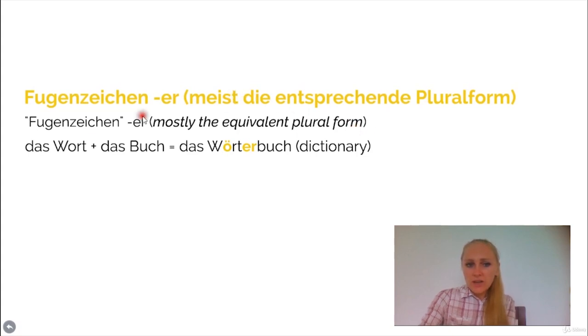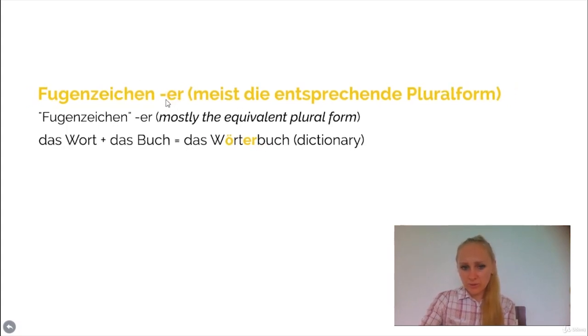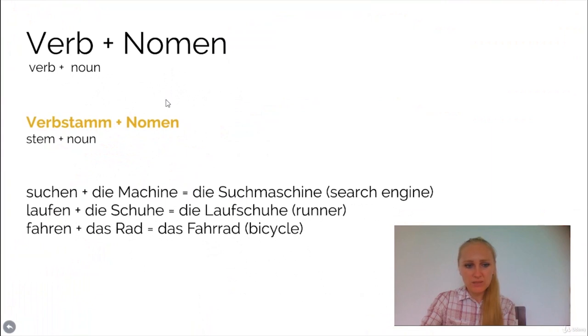So here, for example, we have das Wort and das Buch, and it becomes das Wörterbuch, which means the dictionary, or the word book, if you want to translate the words that you have in the compound word here. The plural form of Wort is Wörter, which means words. So it's the plural form of the first word, and the second word stays the same. The root word does not change. So it's das Wörterbuch here, which means the dictionary. This is one of the possibilities of how we form a compound word, just for you to see different possibilities.